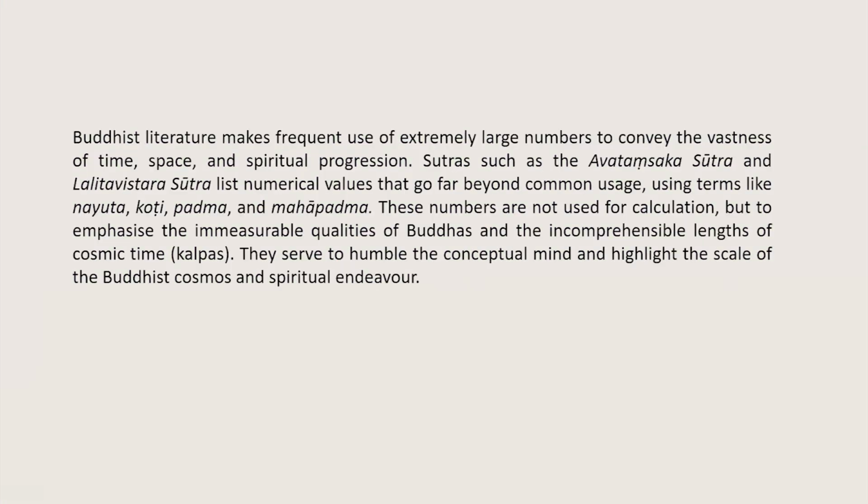Buddhist literature makes frequent use of extremely large numbers to convey the vastness of time, space and spiritual progression. Sutras such as the Avatamsaka Sutra and Lalitavistara Sutra list numerical values that go far beyond common usage, using terms like Nayuta, Koti, Padma and Mahapadma. These numbers are not used for calculation but to emphasize the immeasurable qualities of the Buddha and the incomprehensible length of cosmic time, kalpa. They serve to humble the conceptual mind and highlight the scale of the Buddhist cosmos and spiritual endeavor.